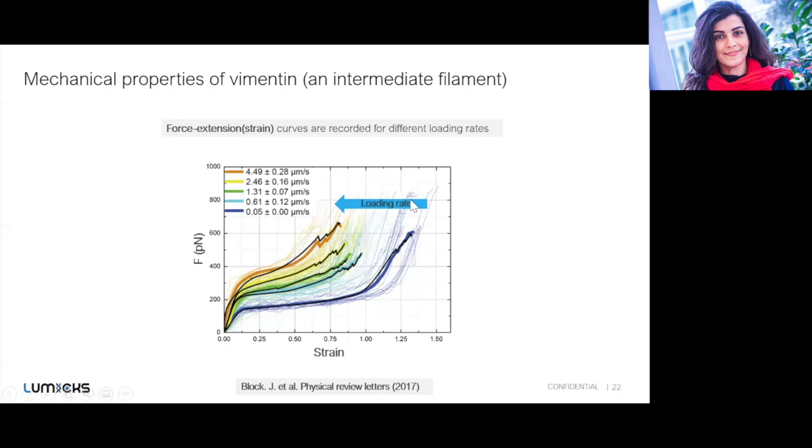Also, C-trap has made it possible for them, because you can adjust how fast you want to move the beads, like how fast you want to extend the filament. They've done their experiment at different loading rates to see the effect of loading rate on the mechanical response of these filaments.